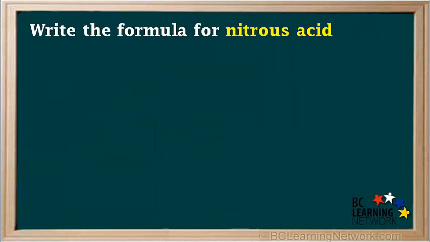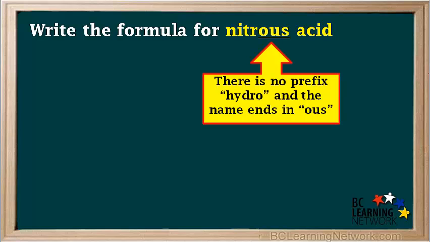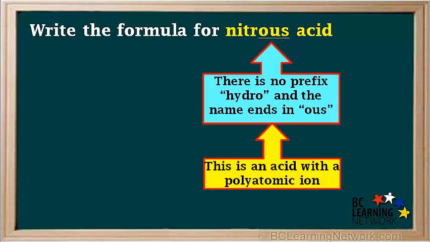Let's do another example. Write the formula for nitrous acid. There is no prefix hydro, and the name ends in OUS. So this is the type of acid with a polyatomic ion.